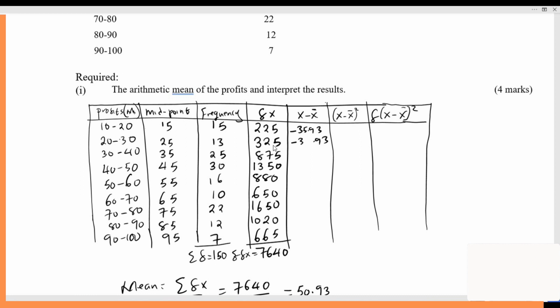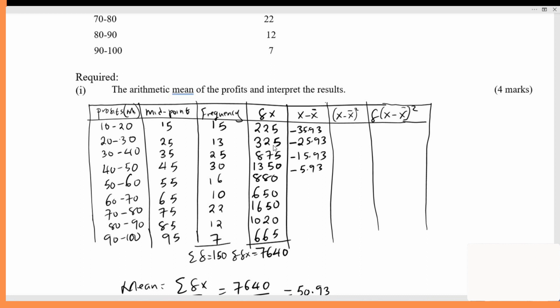I should be using the midpoints. The first one was 15. 15 minus 50.93 gives negative 35.93. The second one is 25 minus 50.93, which is negative 25.93. Then 35 minus 50.93 gives me negative 15.93. Then 45 minus 50.93 gives me negative 5.93.